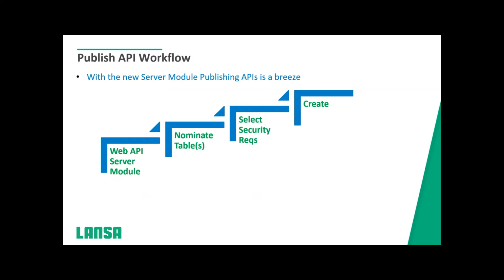So the first thing that users will typically have to do, unless they decide to code that themselves, is they will go into it and they'll create a new server module. And we have a new option that will allow you to create a web API. From there, you are going to nominate tables, select your security requirements, and then you're actually going to create that API.